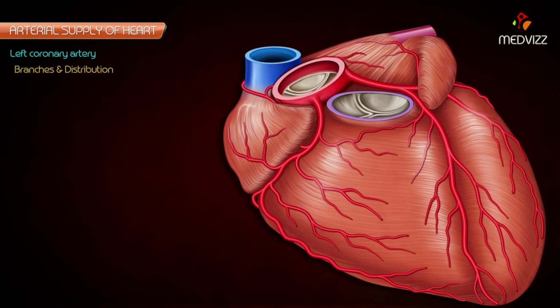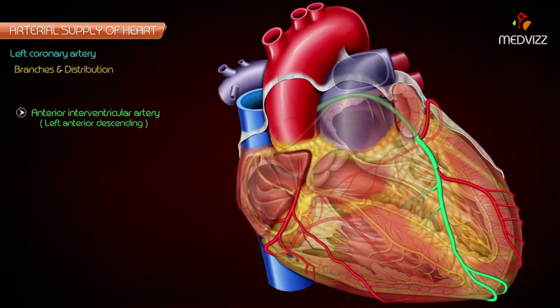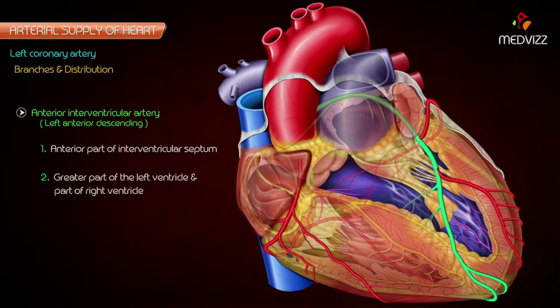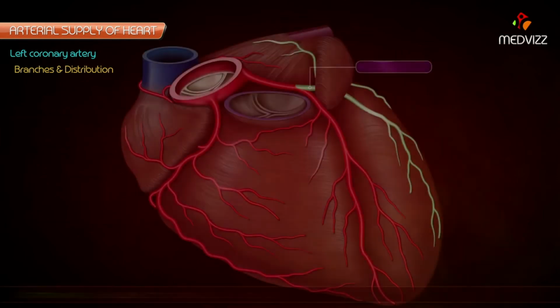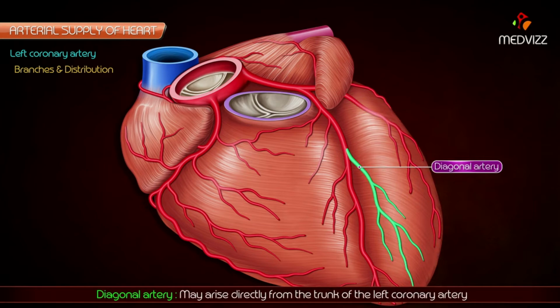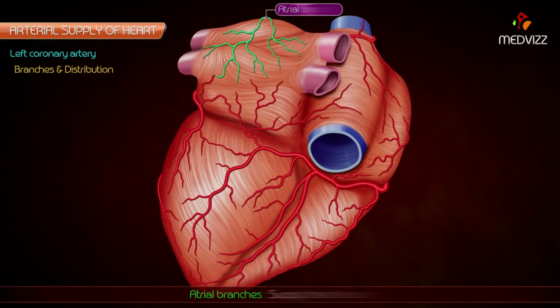Branches and distribution. Anterior interventricular artery, also known as left anterior descending artery. It supplies anterior part of interventricular septum, greater part of the left ventricle and part of the right ventricle, and a part of left bundle branch. Circumflex artery. It gives a left marginal artery that supplies the left margin of the left ventricle up to the apex of the heart. Diagonal artery. It may arise directly from the trunk of the left coronary artery. Conus artery. It supplies the pulmonary conus. Atrial branches. They supply the left atrium.